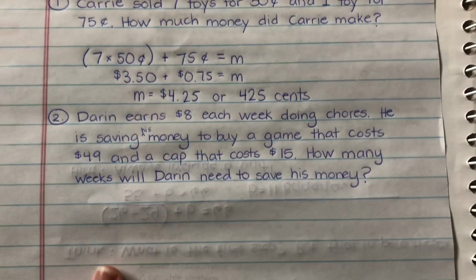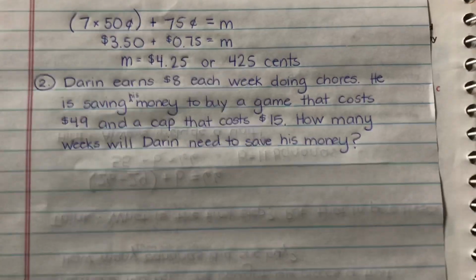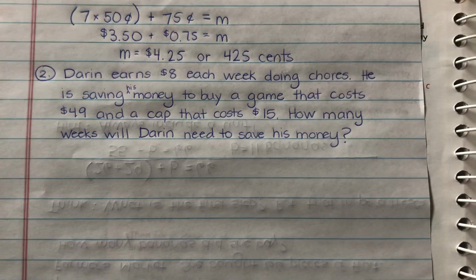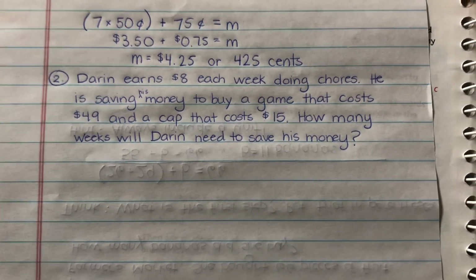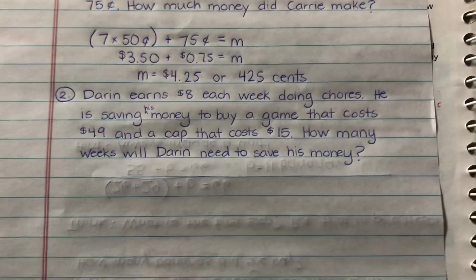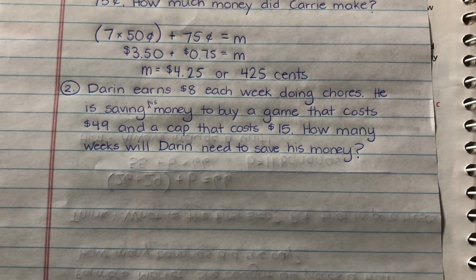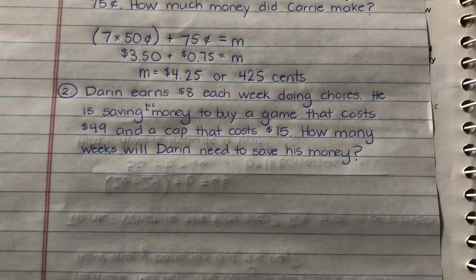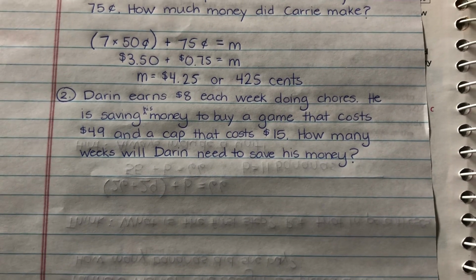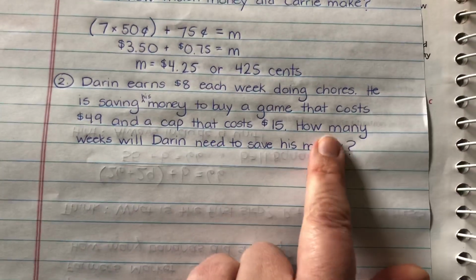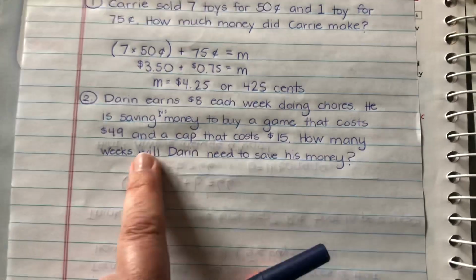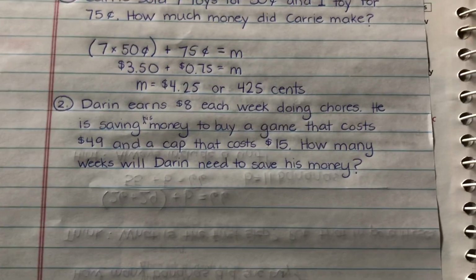If we take a look at number 2, Darren earns $8 each week doing chores. He is saving his money to buy a game that costs $49 and a cap that costs $15. Boy, big spender. How many weeks will he need to work to save his money? For the actual verbiage is, how many weeks will Darren need to save his money, okay?